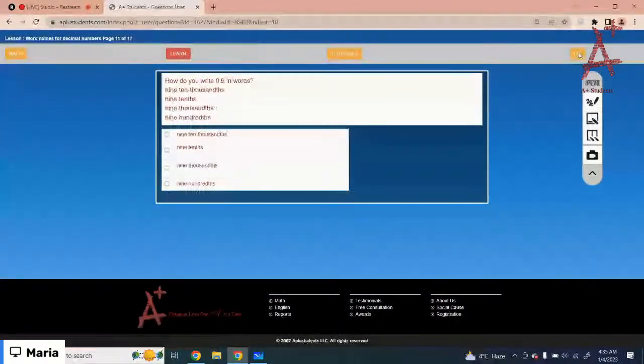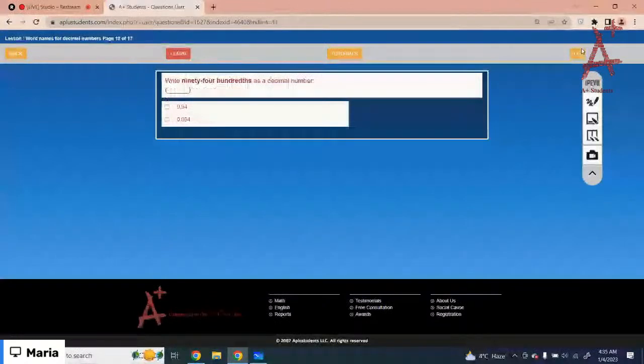How do you write 0.9 in words? So which of the options is the correct one? The correct option is 9 tenths. Got it? So just select the correct option, then click on the OK button.